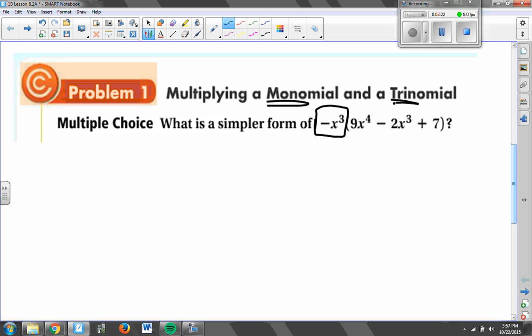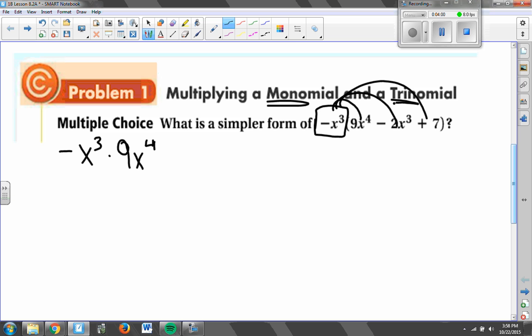Okay? Now it's exactly the same as what we did in our warm-up, except that now I need to multiply this piece in front of my parentheses by all 3 things in the parentheses. Okay? Times everything in the parentheses. And when we do this multiplication, we're going to need to use some of those exponent rules that we have still from chapter 7. For example, negative x to the third times 9x to the fourth.